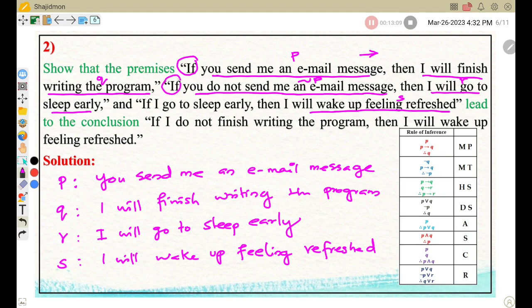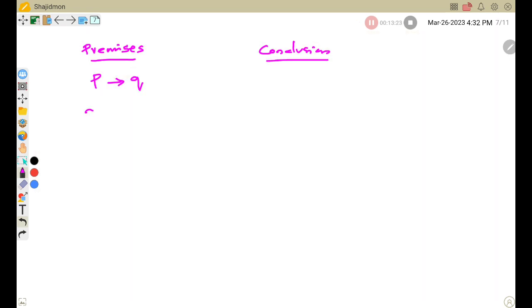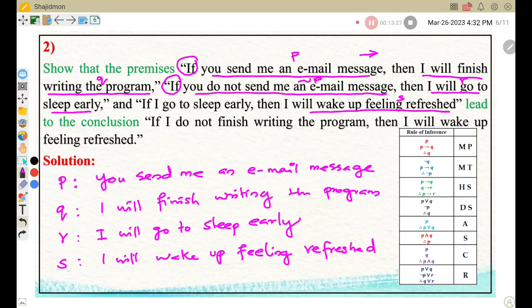Again, an "if" statement, a conditional statement. If you do not send me an email message, "not" means negation, negation of P, I will go to sleep early means R. So negation of P gives R. Then we can continue. I will go to sleep early means R.